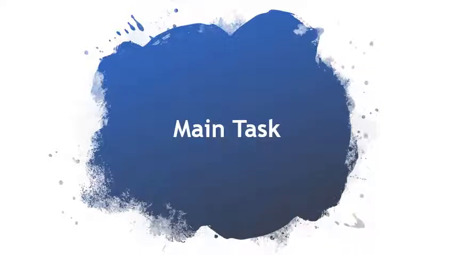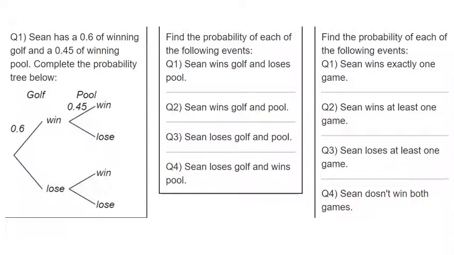To start with then, this is what we work on for your main task. Okay, so year 10, this example then to help with your main task. Here we are told that Sean has a 0.6 chance of winning golf and a 0.45 chance of winning pool. So therefore, if he's got a 0.6 chance of winning, he's got a 0.4 chance of losing, because 1 minus 0.6 equals 0.4. Similarly, in terms of pool, if he's got a 0.45 chance of winning, his chance of losing is 0.55. And so we can fill in the rest of the tree.